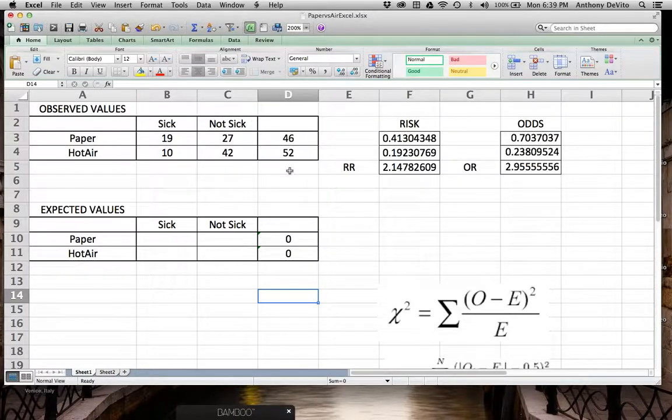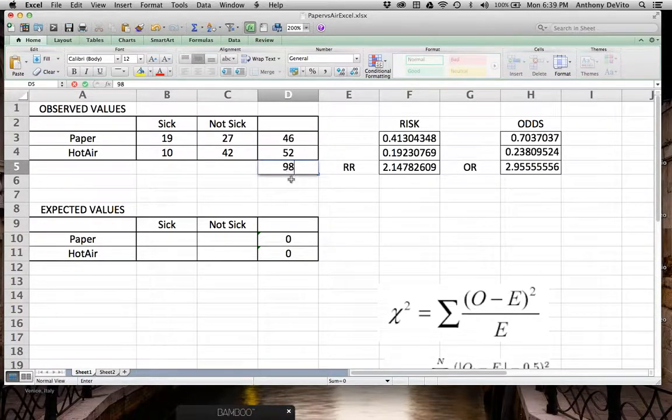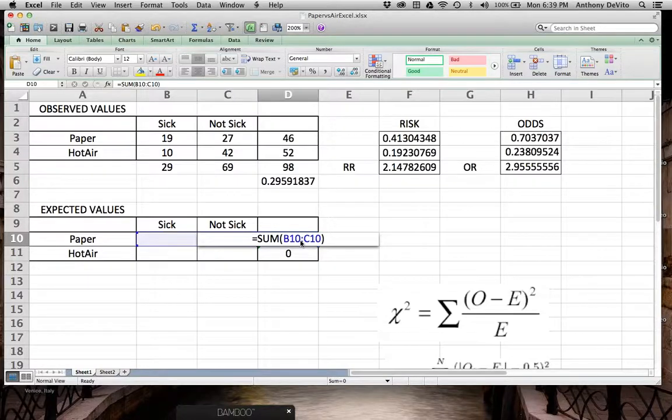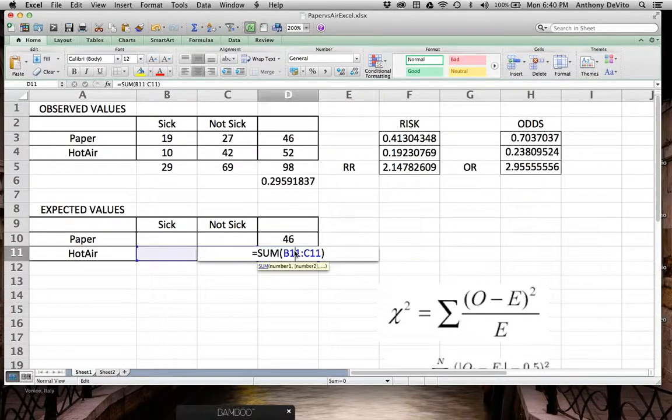Well, the way I'm going to do that is I'm going to look at everybody together, not just the people that use paper, but everybody in one group. So out of 98 people, 29 of them got ill, and 69 of them didn't get ill, right? So what's the rate at which, what's the prevalence of illness in this group, right? It's 29 out of 98. Okay, good. So now we know that 46 people used paper. We know that 52 people used hot air.